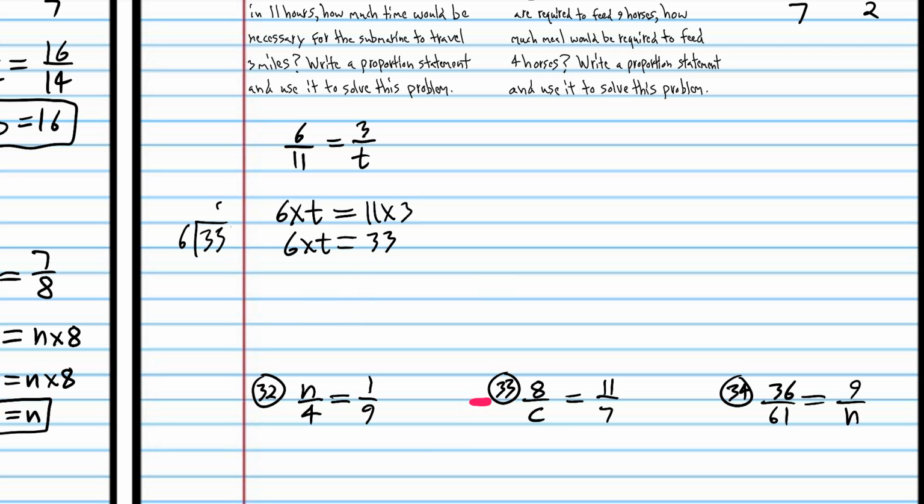6 goes into 33 5 times. 6 times 5 is 30. 33 minus 30 is 3. So we have to bring down a 0. 6 goes into 30 5 times. 6 times 5 is 30. 30 minus 30 is 0. Bring the decimal straight up.